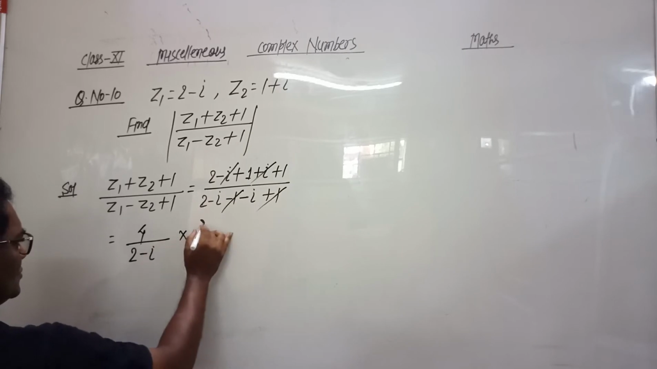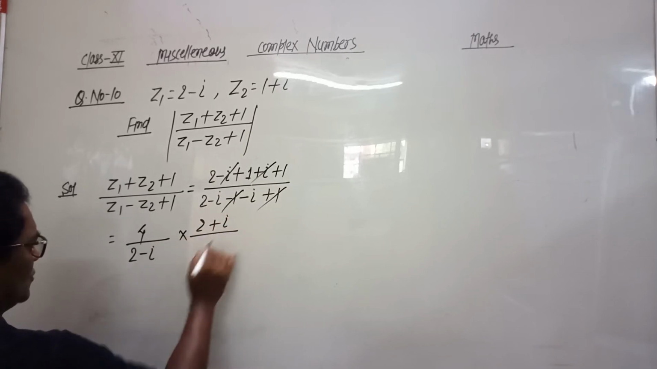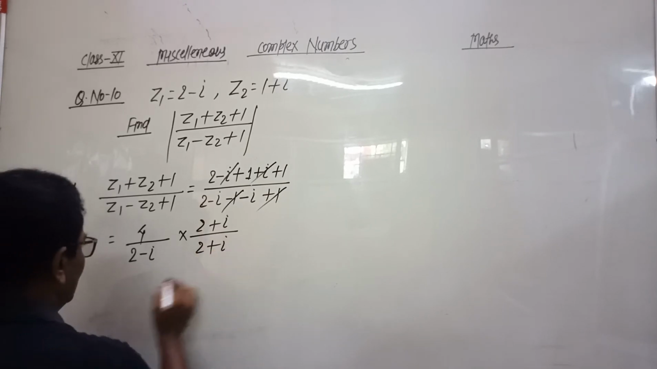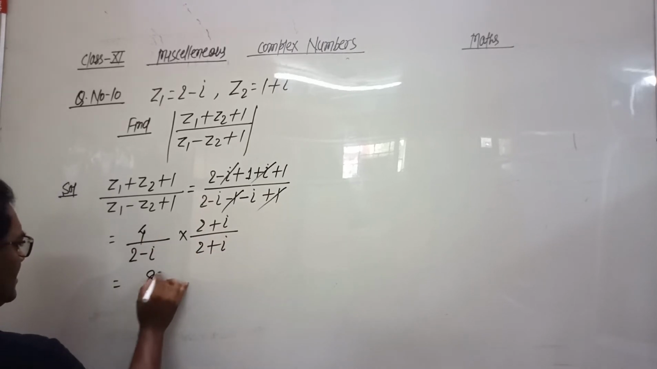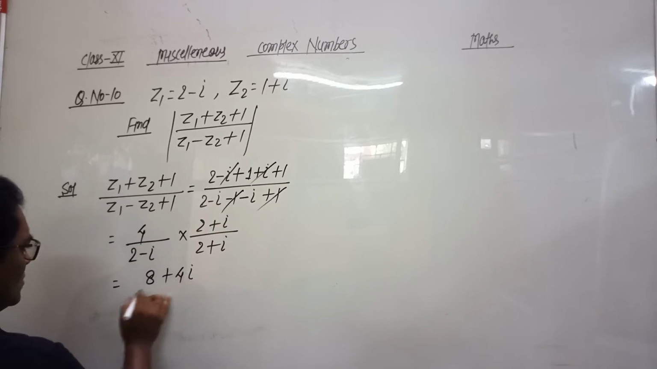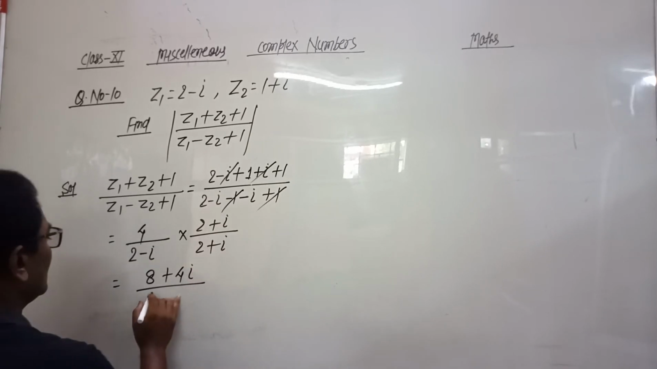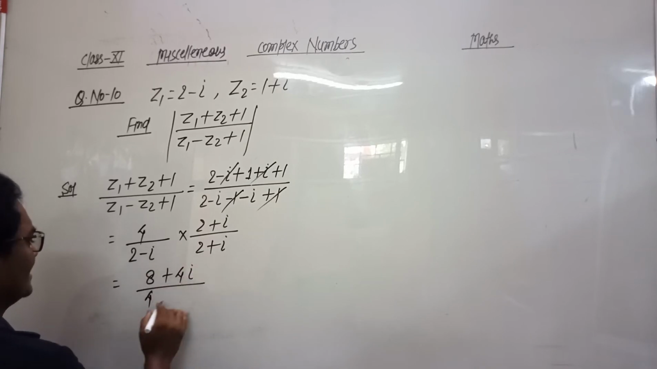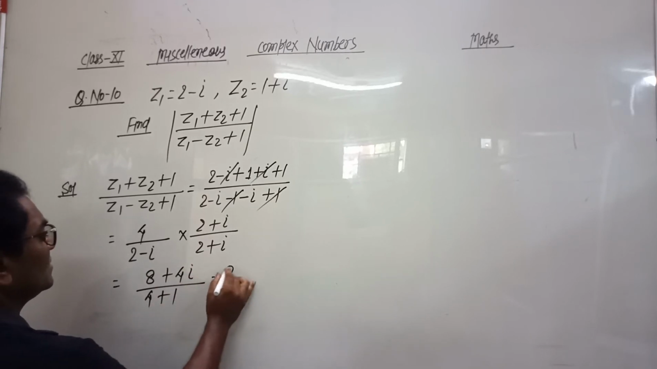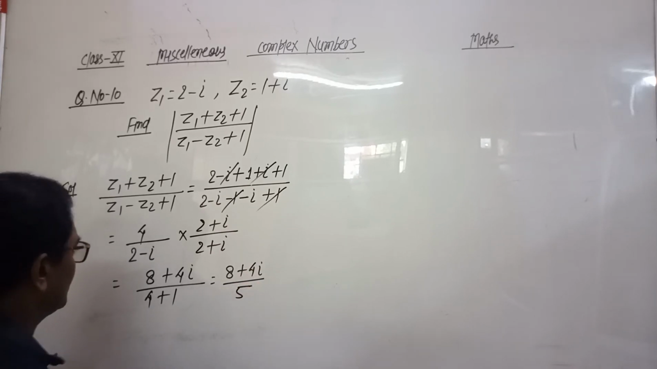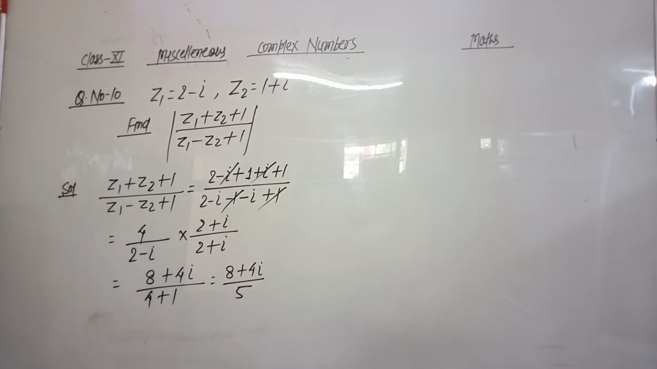Then we rationalize. We multiply numerator and denominator by the conjugate, 2 plus iota. It gives 8 plus 4 iota upon (a minus b)(a plus b), which is a square minus b square, plus 1. So 8 plus 4 iota upon 5.